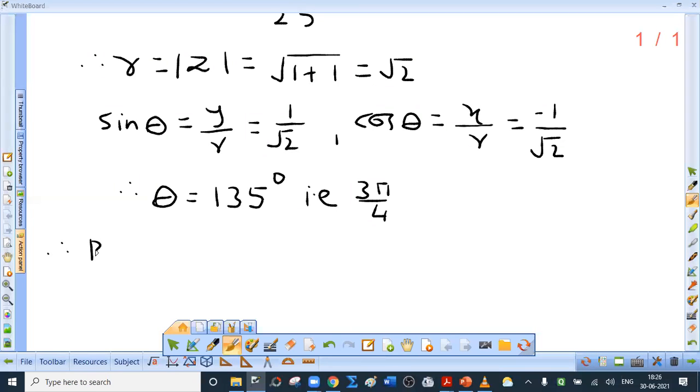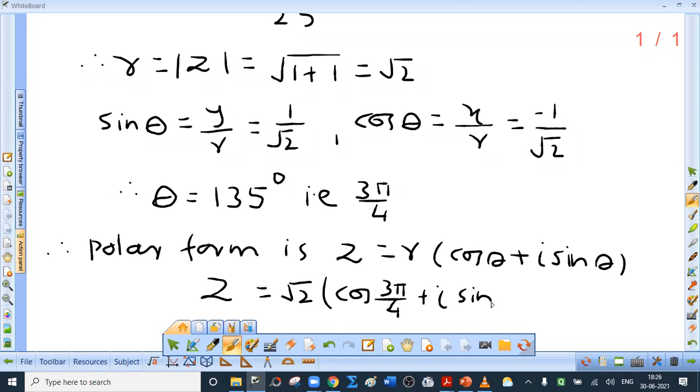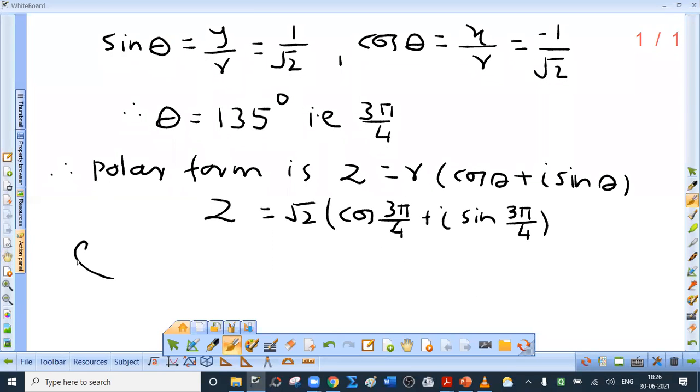So what is the polar form? It is z equal to r (cos theta plus i sin theta). So that it is root 2 (cos 3 pi by 4 plus i sin 3 pi by 4). Yes. And what is the exponential form?